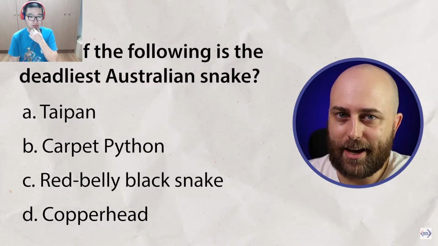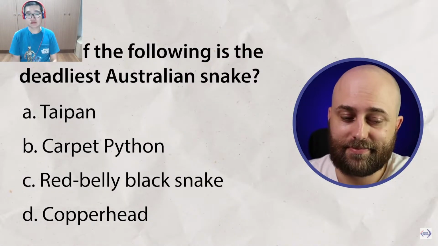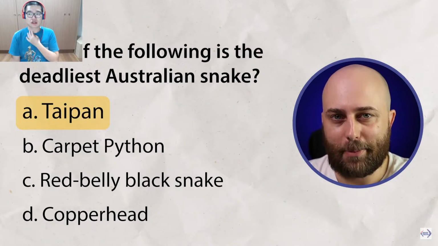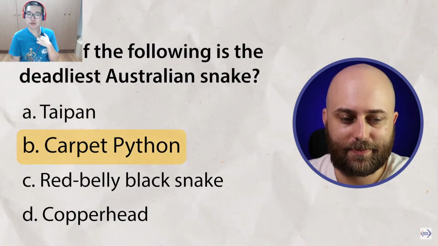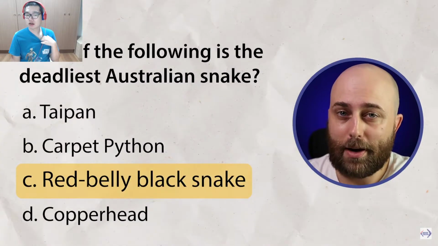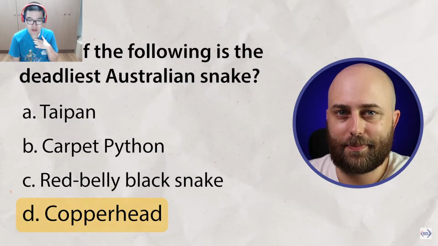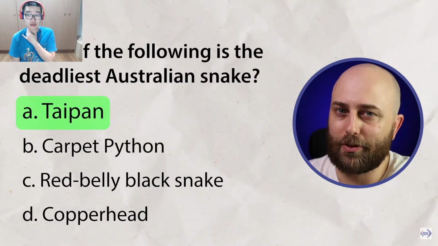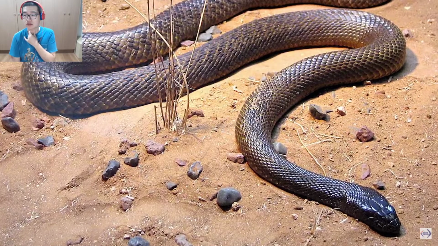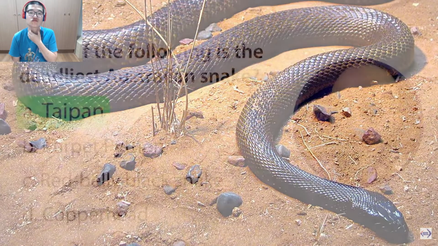Question 11. Which of the following snakes is the most deadly to be found in Australia and the world? A. The taipan. B. Carpet python. C. The red belly black snake. Or D. The copperhead. The answer is the taipan. And if you wanted to get more specific, the inland taipan. So this is not only the most deadly snake in Australia, but it's the most deadly snake in the world.